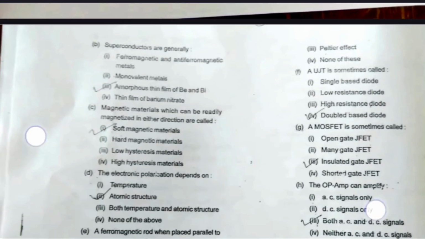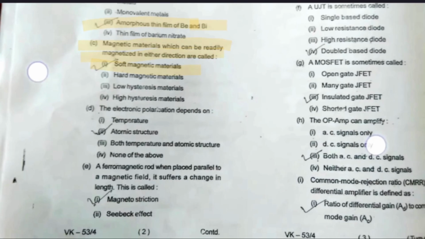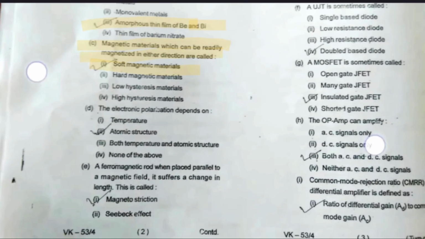2016. The number of molecules present in the unit cell of NaCl is 4. And superconductors are generally amorphous thin films of Pb and Bi. Question number C, magnetic materials which can be readily magnetized in either direction are called soft magnetic materials. And question number D, the electronic polarization depends on atomic structure.